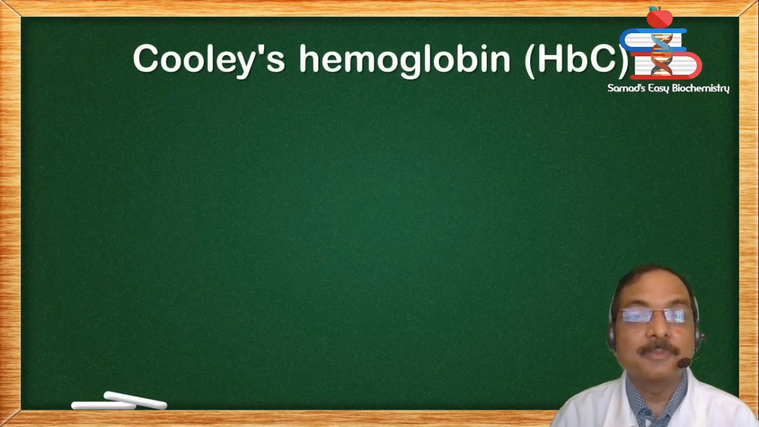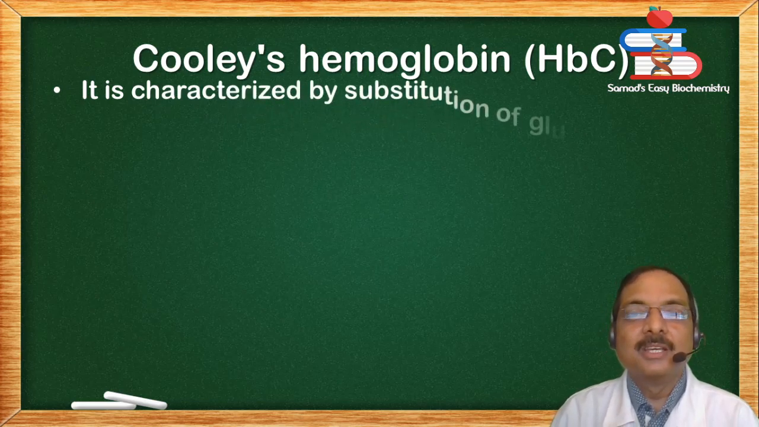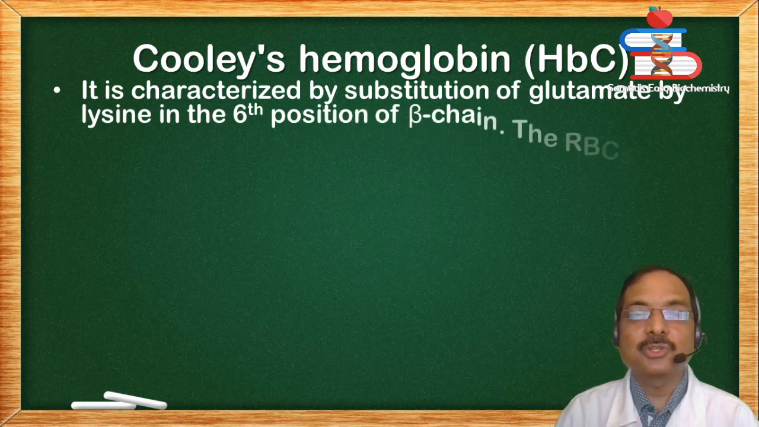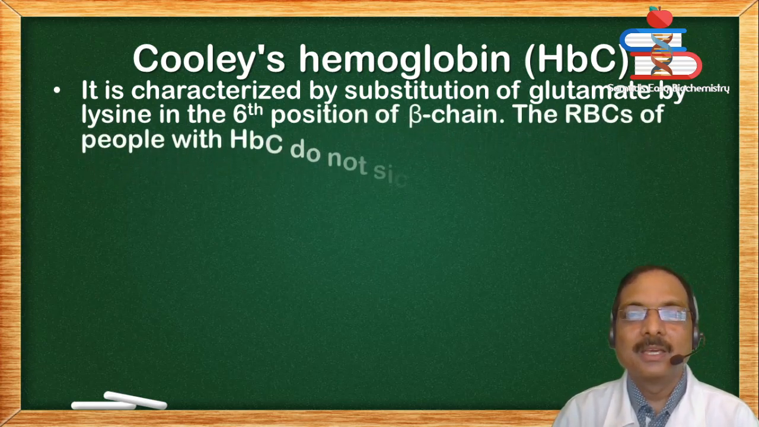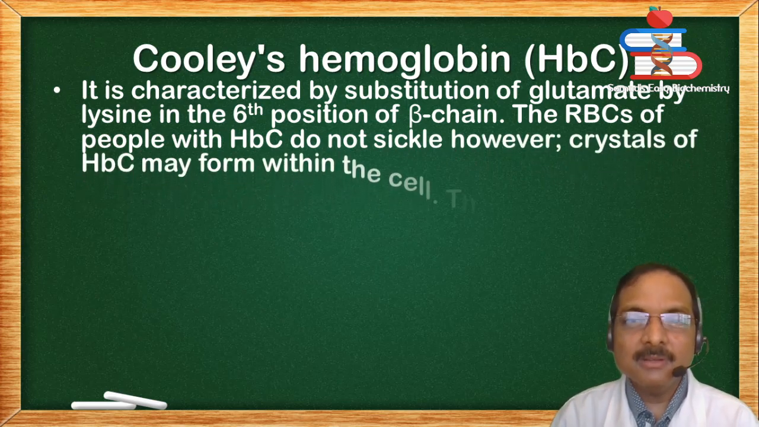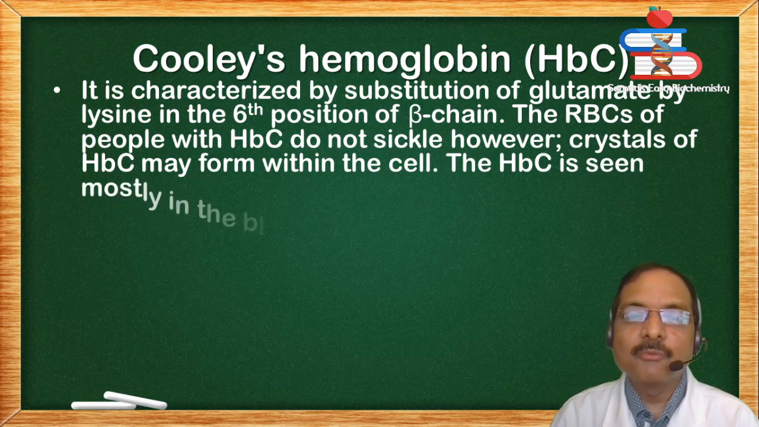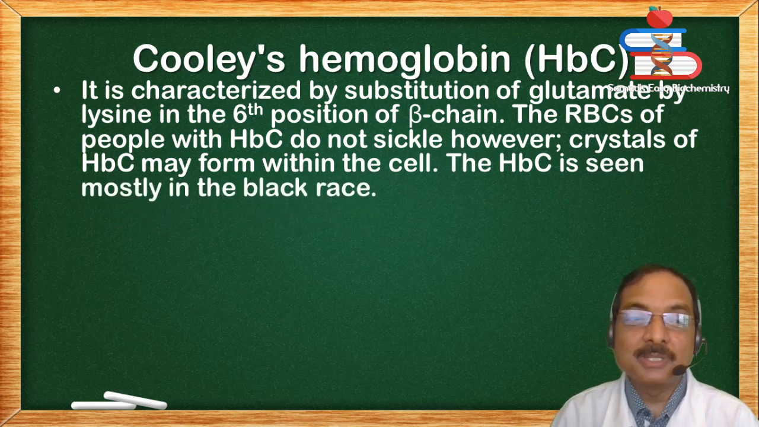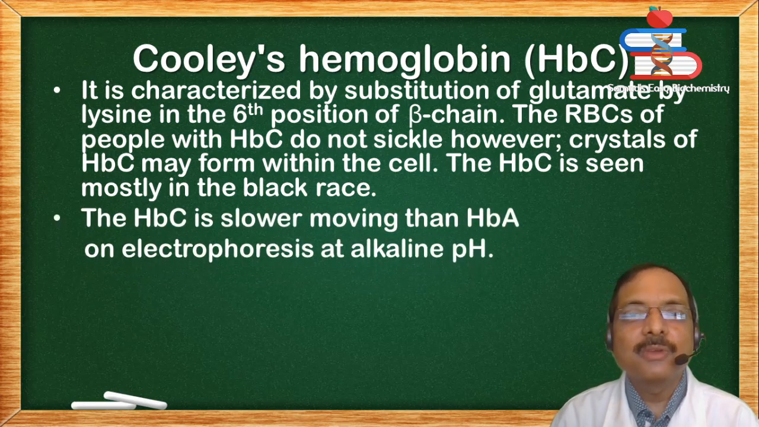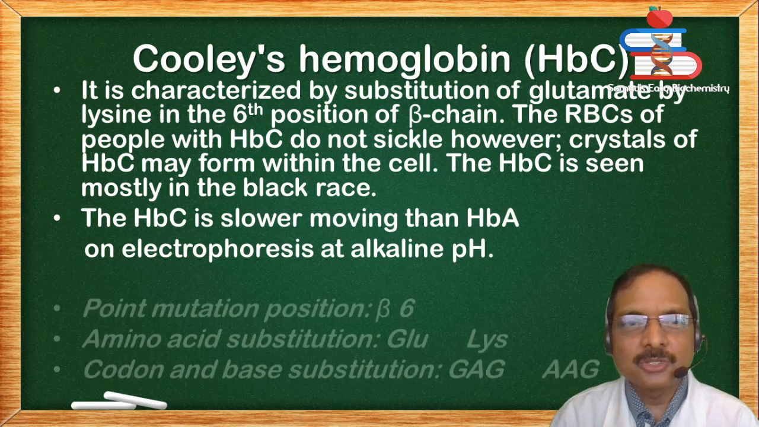Cooley's hemoglobin or HbC. It is characterized by substitution of glutamate by lysine in the 6th position of beta chains. The RBCs of people with HbC do not sickle. However, crystals of HbC may form within the cell. The HbC is seen mostly in the black race. The HbC is slower moving than HbA on electrophoresis at alkaline pH.